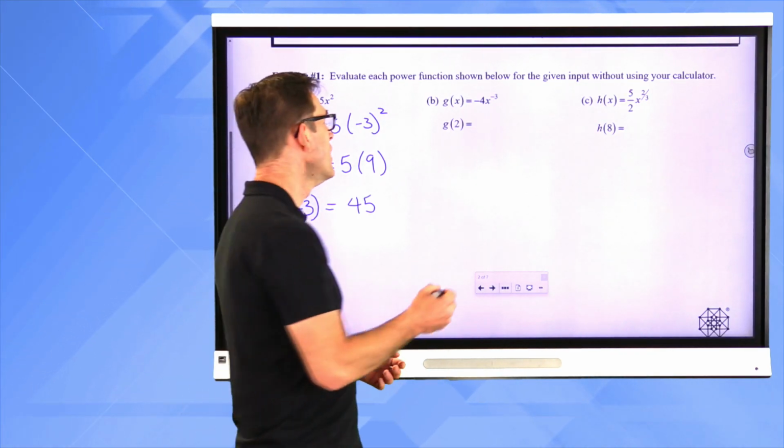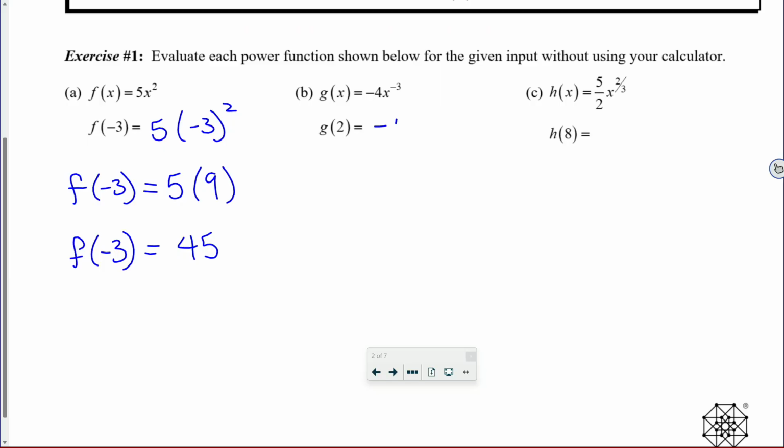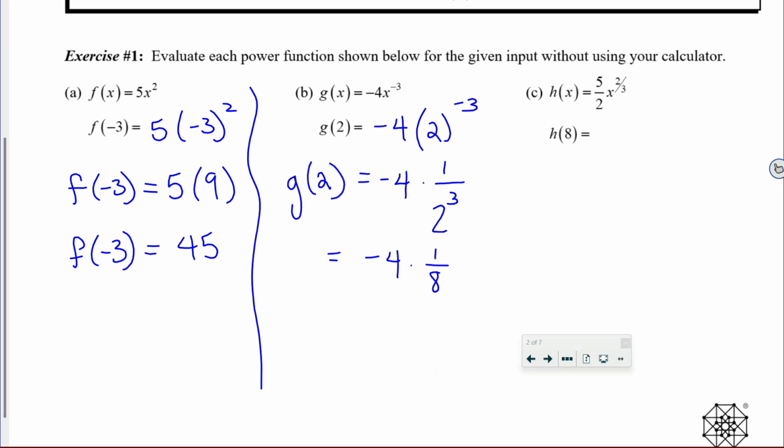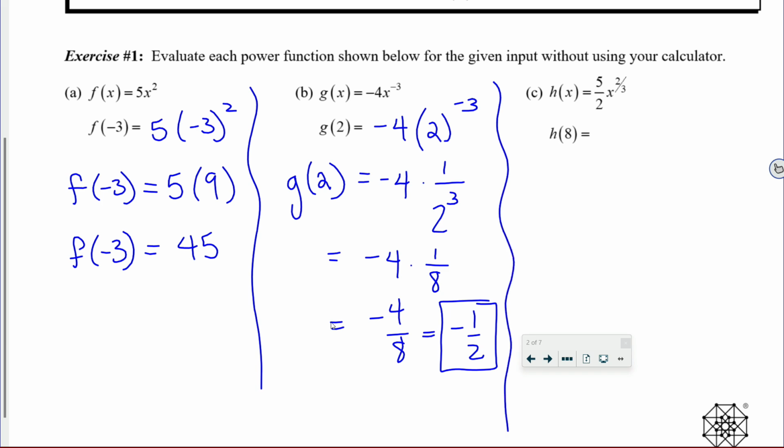Simple enough. So g of 2 is going to be negative 4 times 2 to the negative 3. The first thing that I want to do after substituting in my input is figure out what 2 to the negative 3 is. That's going to be 1 over 2 to the third. So that's going to be negative 4 times 1/8. That's going to be negative 4/8. And that will simplify to negative 1/2.